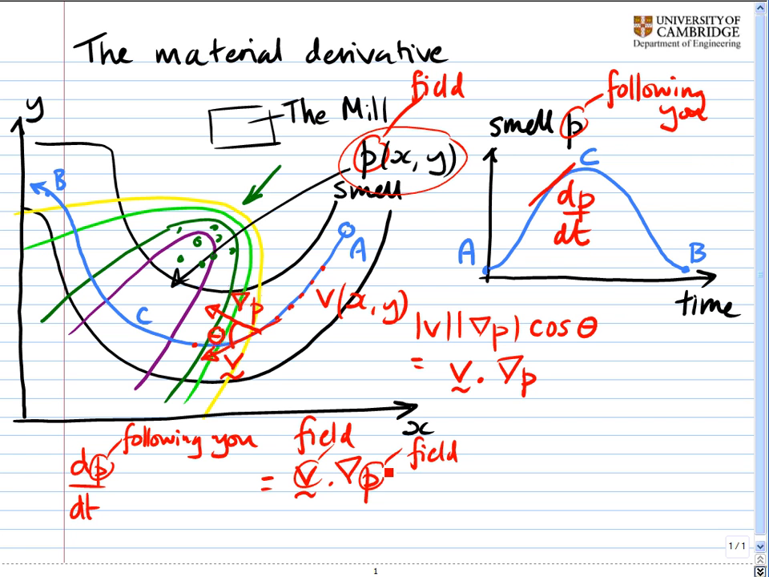Now, as a further point, if the wind was changing, say, and the smell field was changing with time, we need to add on here, at the point that we're sitting at, the change in the smell with the change in time at that point, so with x and y constant. And that's to give us the complete expression.